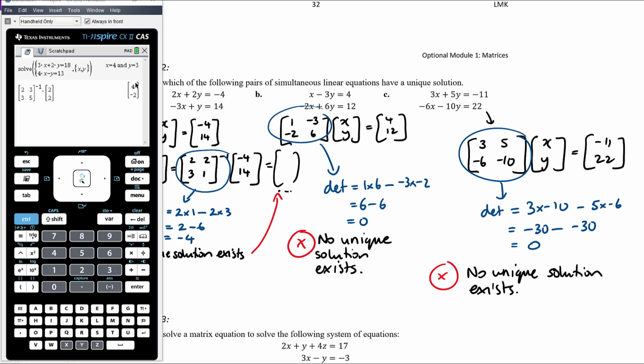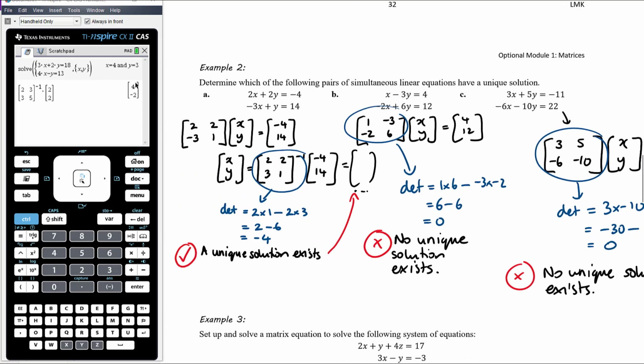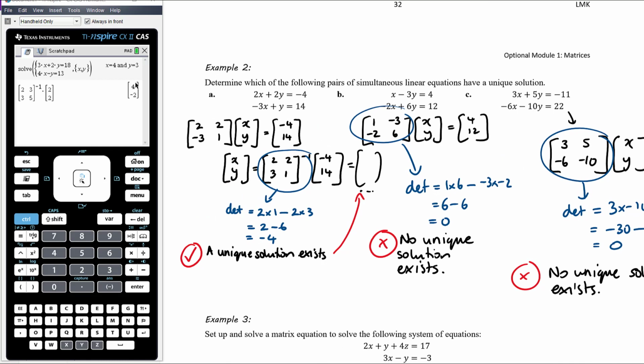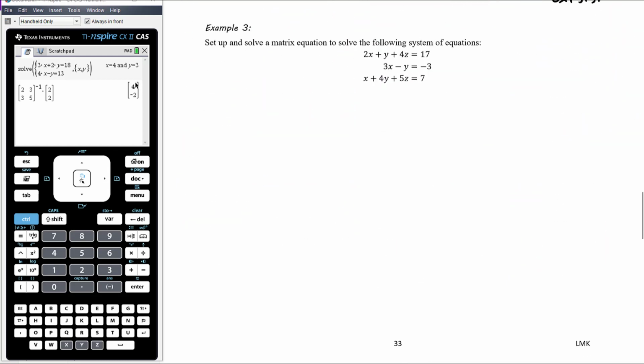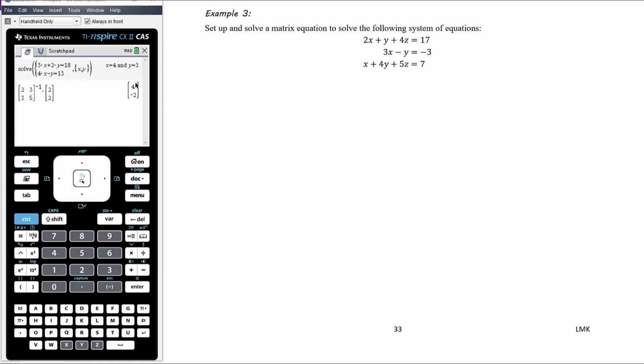So the simultaneous equations don't have solutions. Or sorry, they might have solutions, but there might be infinitely many of them. So they do not have a unique solution. Okay, example 3 here. Let's set up and solve a matrix equation to solve the following system of equations.